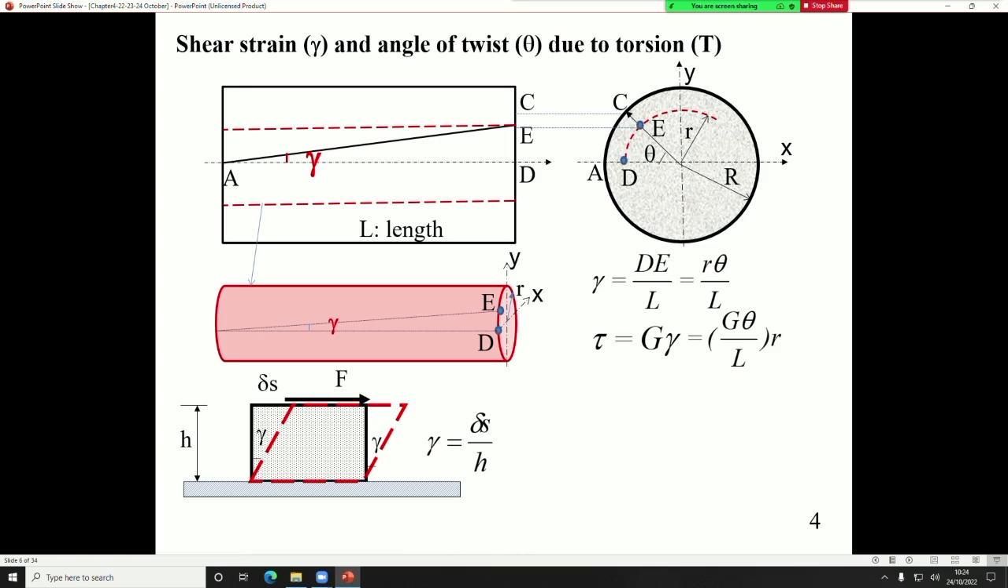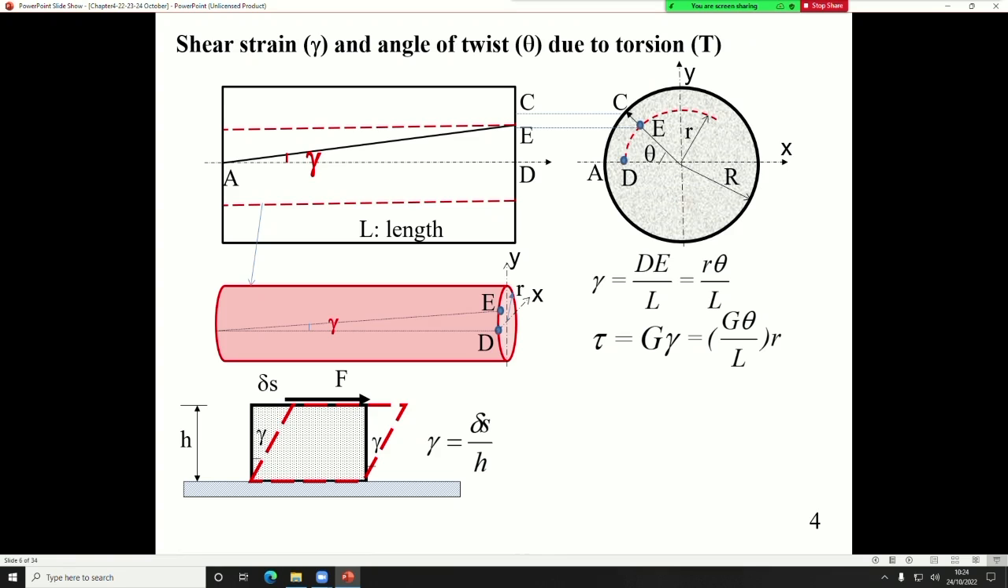But what does this equation tell us? G is a constant value, a material property. For a certain value of T, the torque, theta is also constant. It's not a variable. L obviously is constant. It means G theta over L, the whole term, is a constant value. But R is not constant. It's the distance of any fiber from the center of the circle.